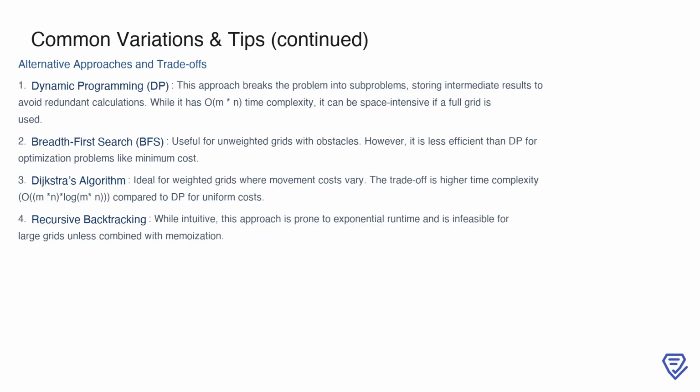For weighted grids where movement costs vary, Dijkstra's algorithm is a powerful choice. It's well suited for these scenarios but comes with higher time complexity, typically O(m*n log(m*n)). Finally, recursive backtracking can be an intuitive approach, but it's often impractical due to its exponential runtime. Combining it with memoization can make it feasible for smaller grids, but it's unlikely to perform well on larger inputs. Understanding these options and their trade-offs is key to selecting the right approach for different problem variations.